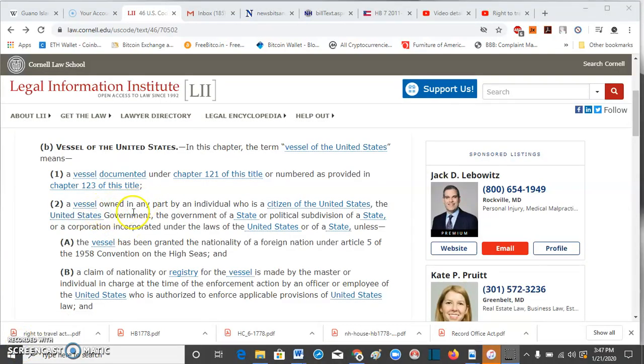Yeah, a vessel owned in whole or in part by an individual who is a citizen of the United States, the United States government, a state or political subdivision of a state, or a corporation incorporated under the laws of the United States or of a state, unless the vessel has been granted nationality of a foreign nation under Article 5 of the 1958 Convention on the High Seas. A claim of nationality or registry for the vessel is made by the master or individual in charge at the time of the enforcement action by an officer or employee of the United States who is authorized to enforce applicable provisions of United States law.